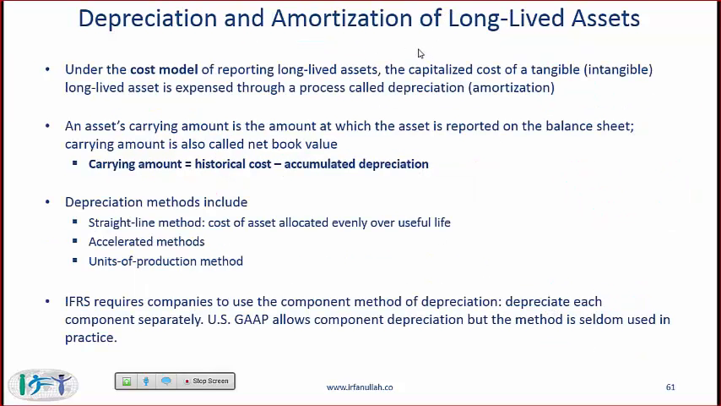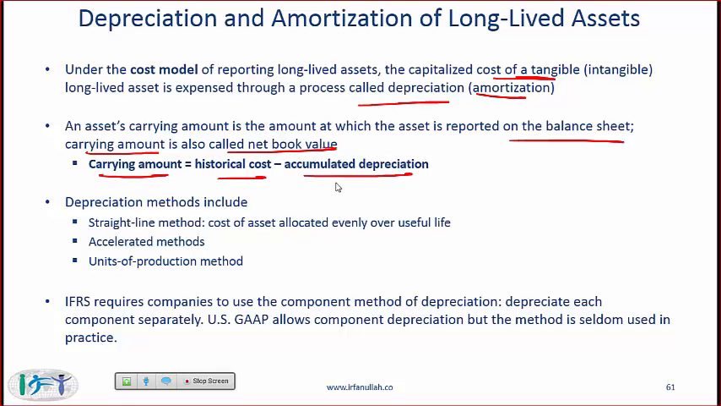Depreciation and amortization of long-lived assets. Under the cost model of reporting long-lived assets, the capitalized cost of a tangible long-lived asset is expensed through a process called depreciation or amortization. An asset's carrying amount is the amount at which the asset is reported on the balance sheet. Carrying amount is also called net book value. So carrying amount is historical cost minus accumulated depreciation.